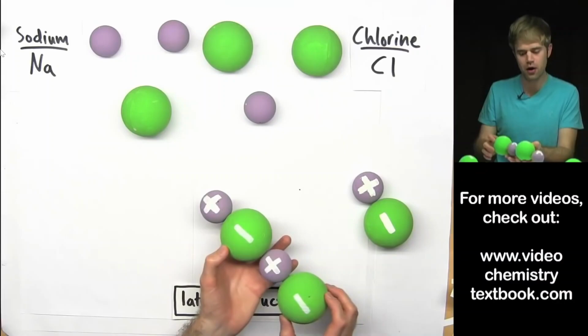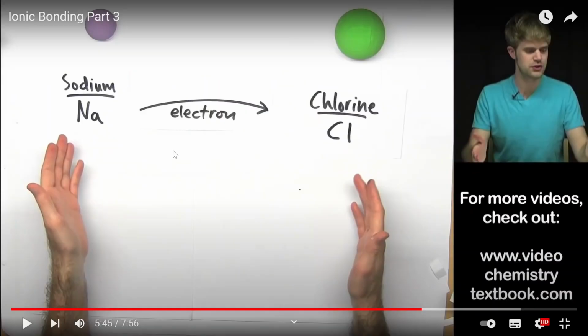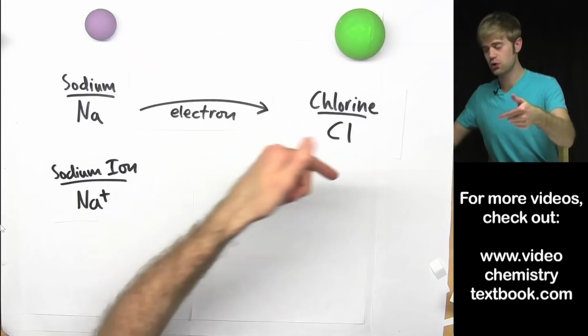Okay, finally, let's just talk naming really quickly. So when this ionic bond forms, we start with sodium, Na, and chlorine, Cl. Sodium loses one of its electrons to chlorine, so that gives us a sodium ion, which we can abbreviate as Na+. And since chlorine gets an extra electron, it becomes a chloride ion, Cl-.